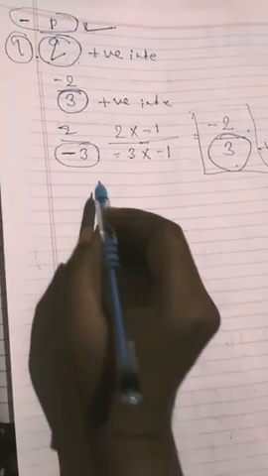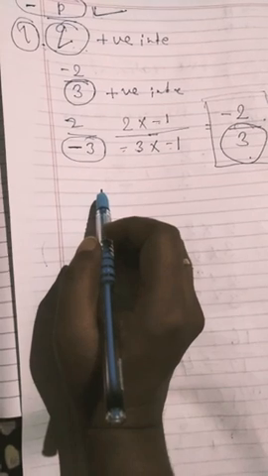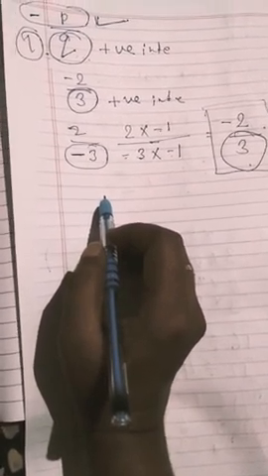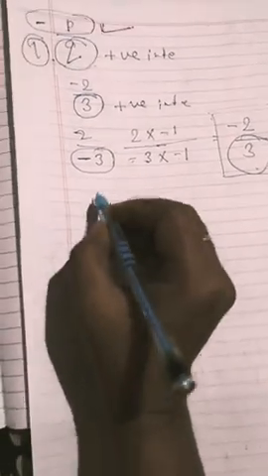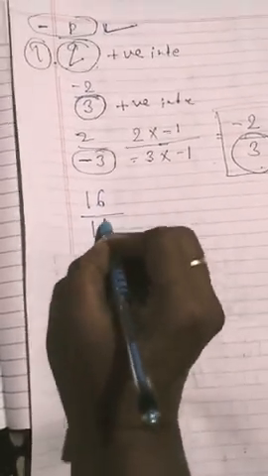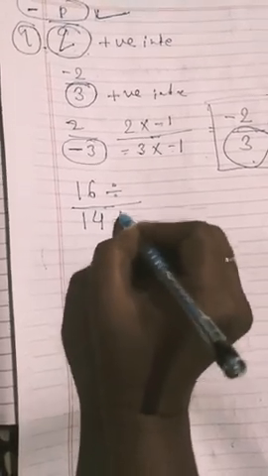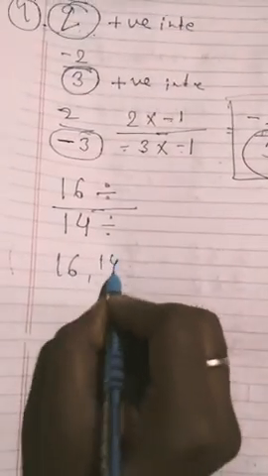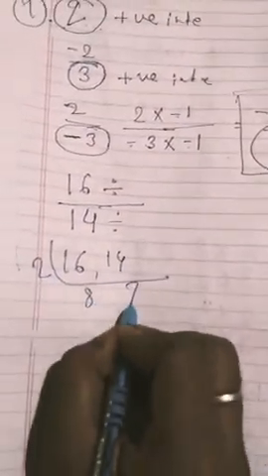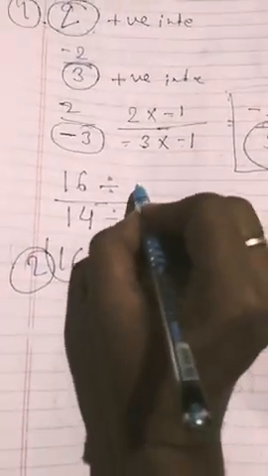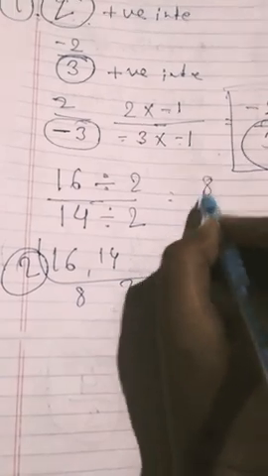Second point is a rational number in standard form is said to be in its lowest form or irreducible form. Lowest form. Suppose that you have 16 by 14. So is this lowest? No. You have to find its lowest form. So lowest form means you have to divide by its HCF. First you have to find its HCF. So 16, 14, what is the HCF? 2. So 2 is the HCF. Then 2 8s are 16, 2 7s are 14.